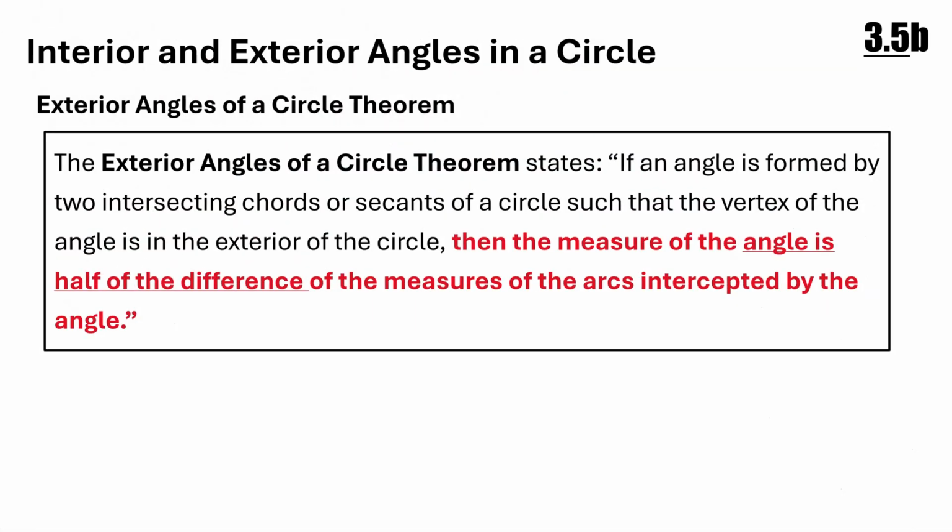The exterior angles of a circle theorem states, if an angle is formed by two intersecting chords or secants of a circle, such that the vertex of the angle is in the exterior of the circle, then the measure of the angle is half of the difference of the measures of the arcs intercepted by the angle.